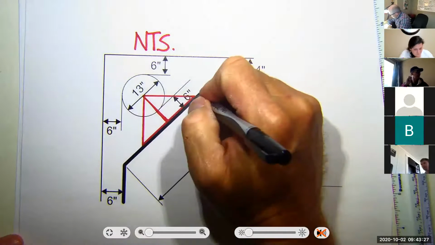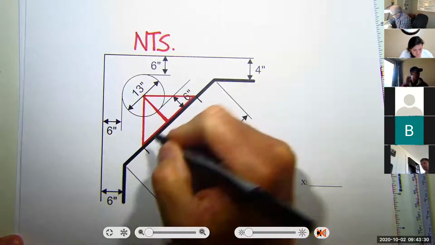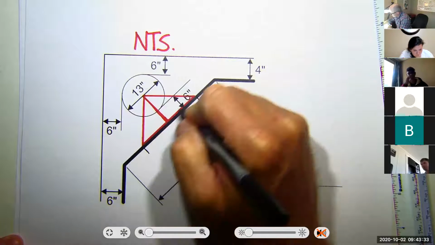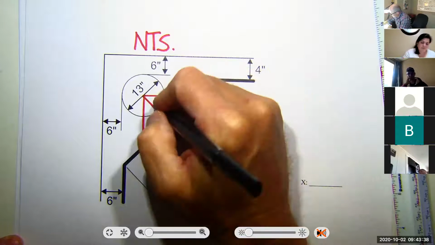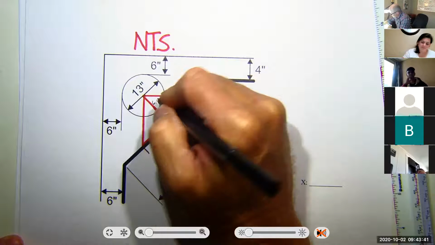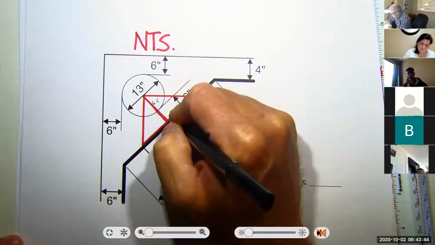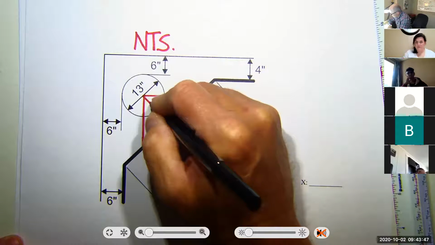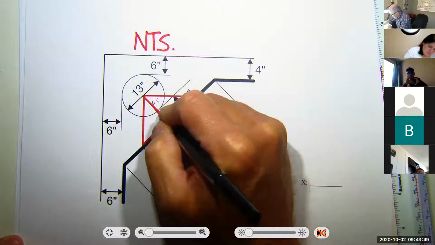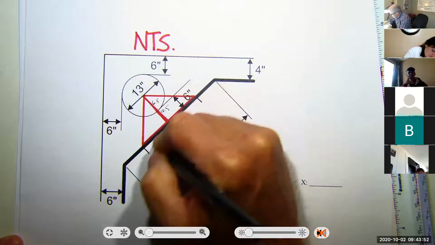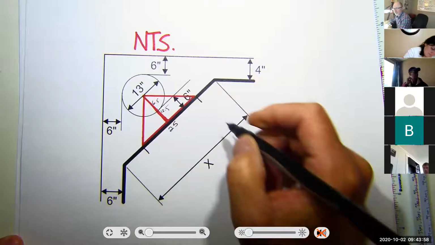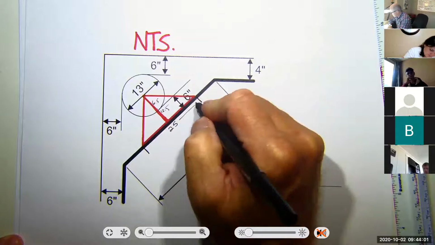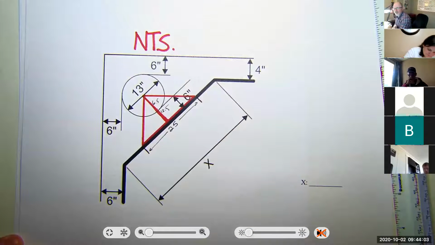So I can get the measurement from there to there. This measurement that I just drew on the bottom would be half of 13, and half of 13 is 6.5. And then we add 6 to it right here. So if this is 6.5 plus 6, this is 12.5. So this is 12.5 plus 12.5, which equals 25. Everybody see where I got this? 25.